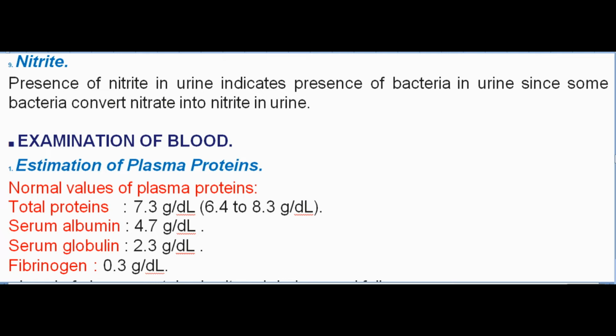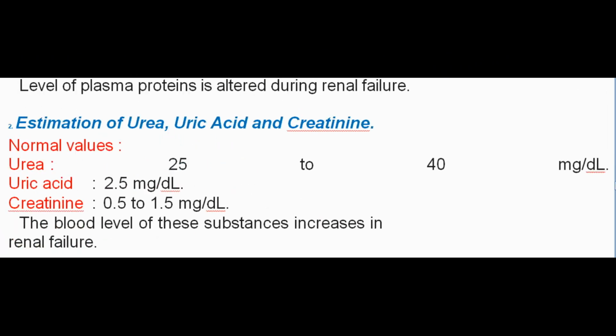Examination of blood. Estimation of plasma proteins. Normal values of plasma proteins: total proteins, 7.3 g/dl, 6.4 to 8.3 g/dl. Serum albumin, 4.7 g/dl. Serum globulin, 2.3 g/dl. Fibrinogen, 0.3 g/dl. Level of plasma proteins is altered during renal failure.